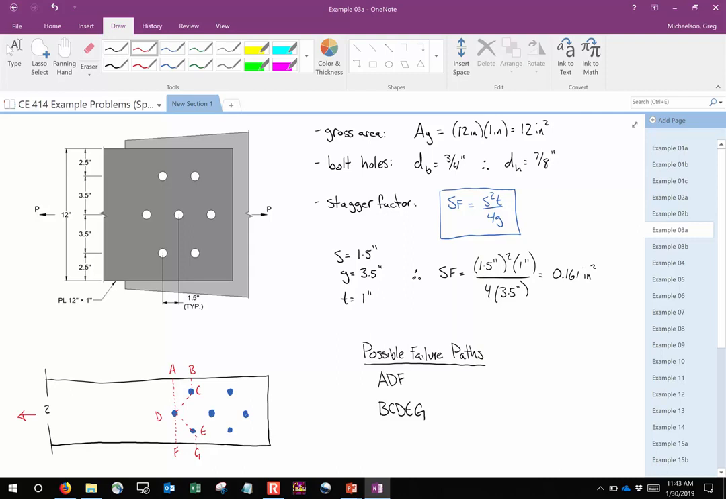But what's the deal with those two? They're basically the same, right? It's the same number of bolt holes, and it's the same number of staggered paths. So I'm going to sort of list those together. Okay? So B, C, D, F, and A, D, E, G.